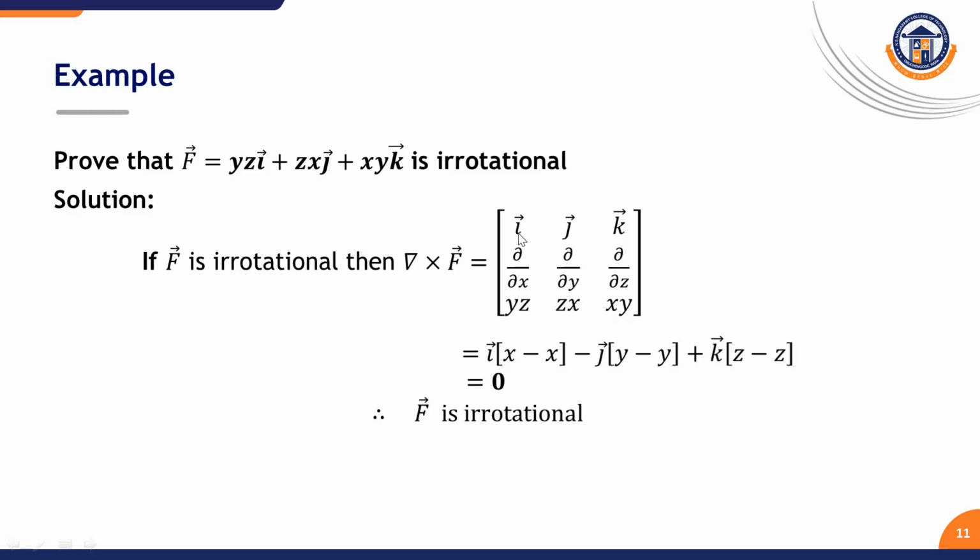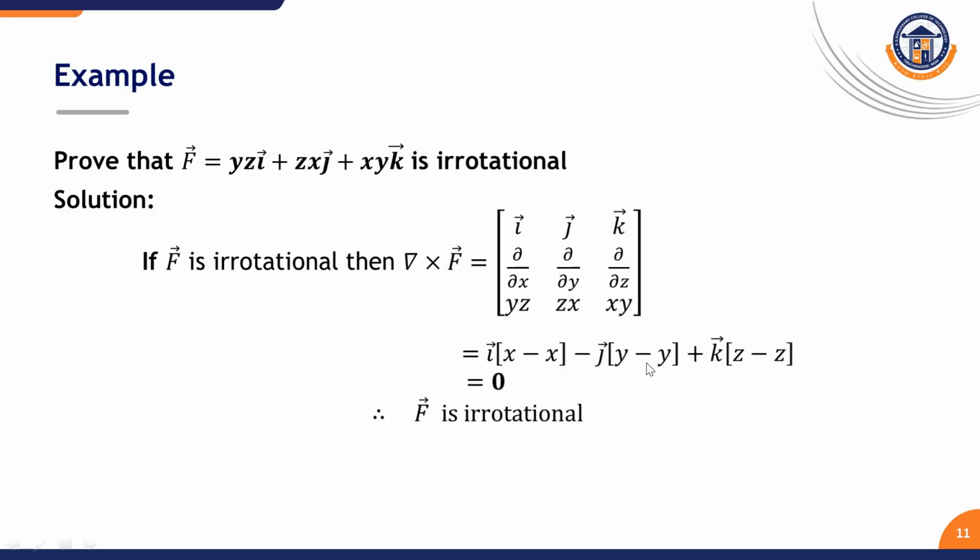So taking the determinant, first i is assumed, corresponding row and then column omitted. Taking the cofactor matrix, we get ∂/∂y of xy, we get x, minus ∂/∂z of zx is x. Minus j vector into corresponding row and then column omitted. ∂/∂x of xy is y and ∂/∂z of yz is y. Plus k vector into corresponding row and then column omitted. ∂/∂x of zx is z, minus ∂/∂y of yz is z.